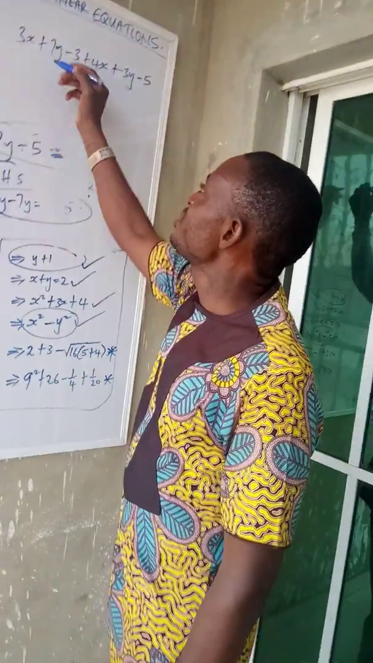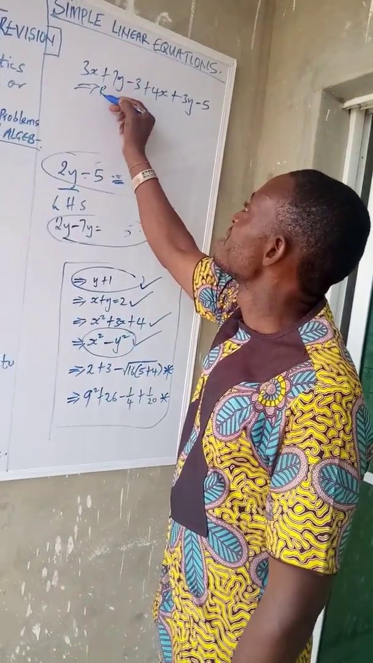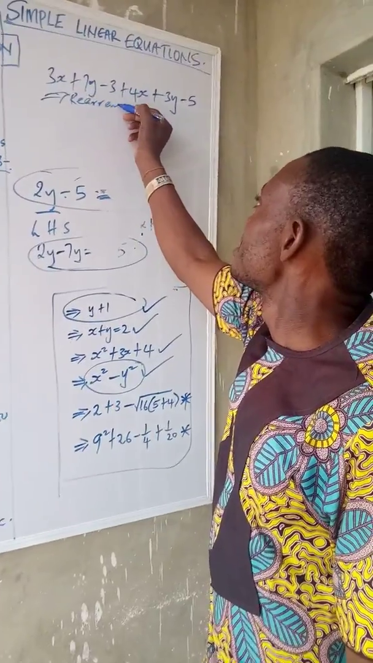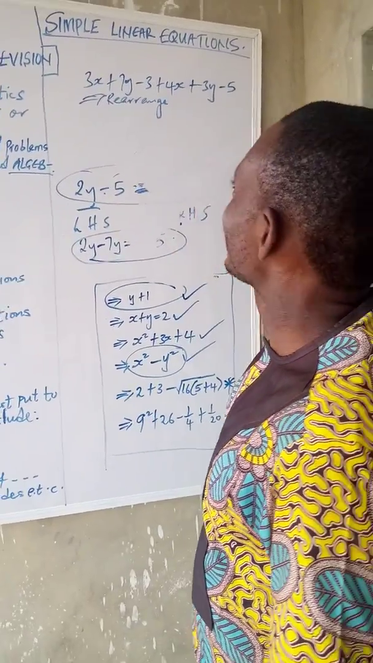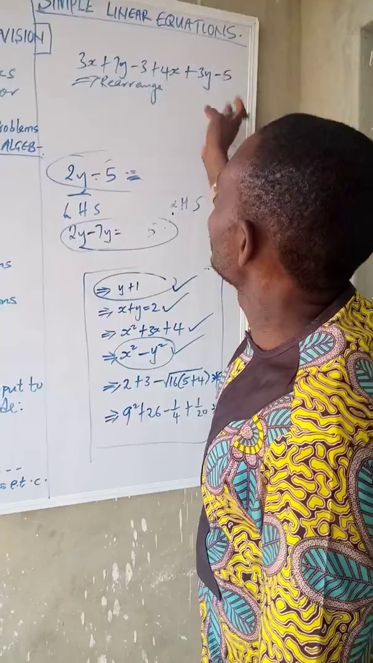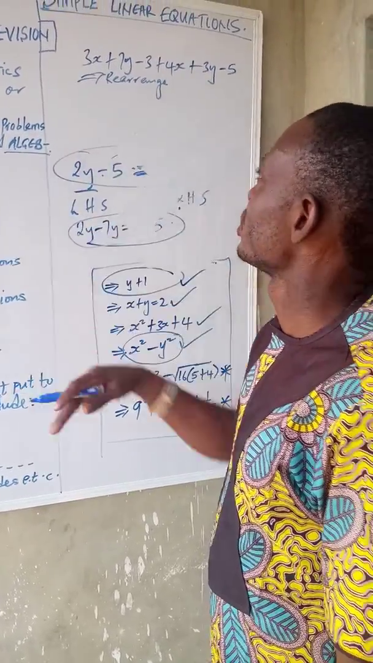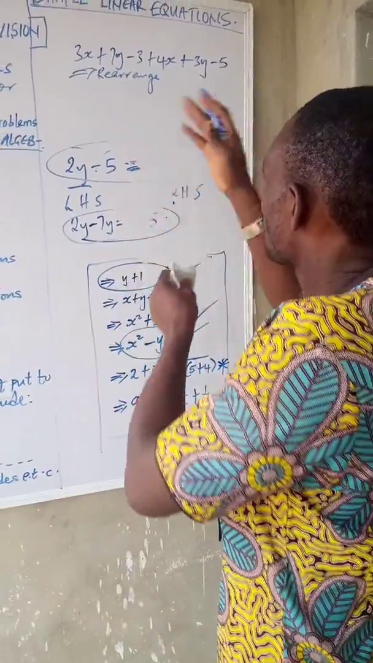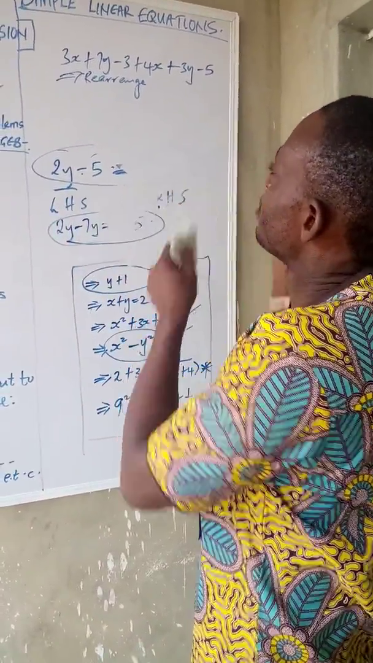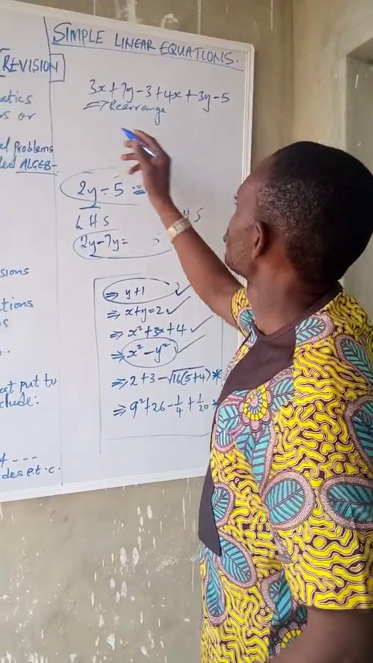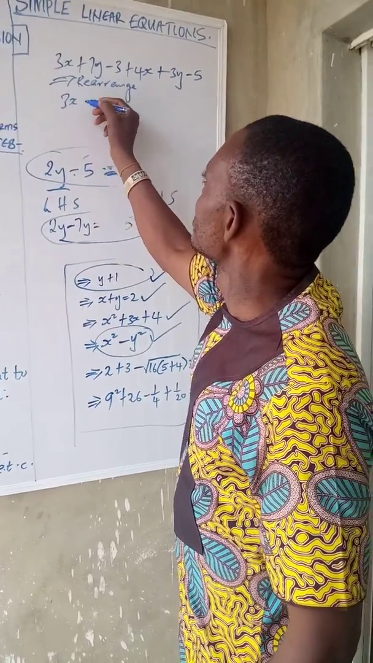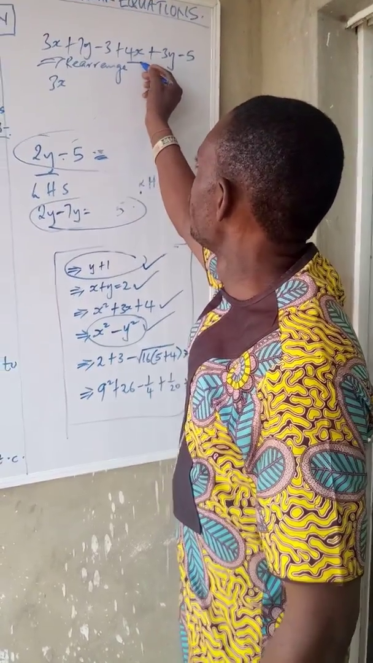Now, to rearrange this, we just collect the terms that are looking alike to come as close as possible to each other, followed by just rearranging them. Now, to rearrange this, you have your 3x, the 4x, you move it.